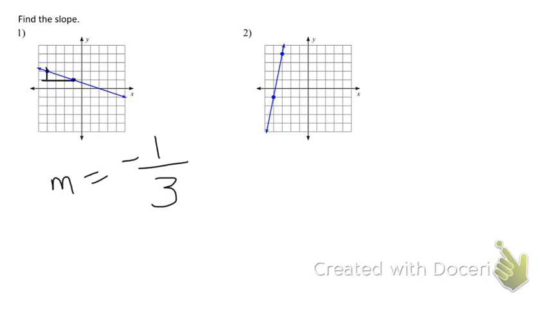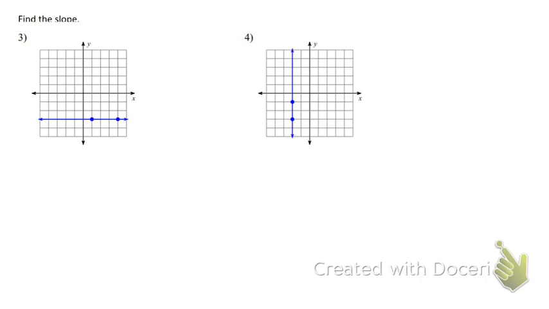On number 2, I have to go up 1, 2, 3, 4, 5 and over 1. So my slope is up 5 and over 1, and that's positive. And 5 divided by 1 is the same as just 5. So hopefully you remembered how to do those with no trouble.